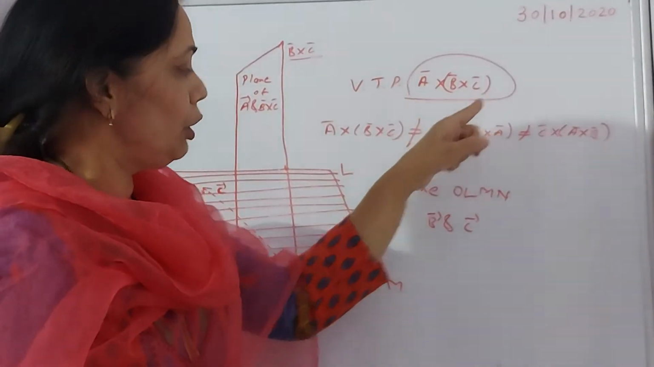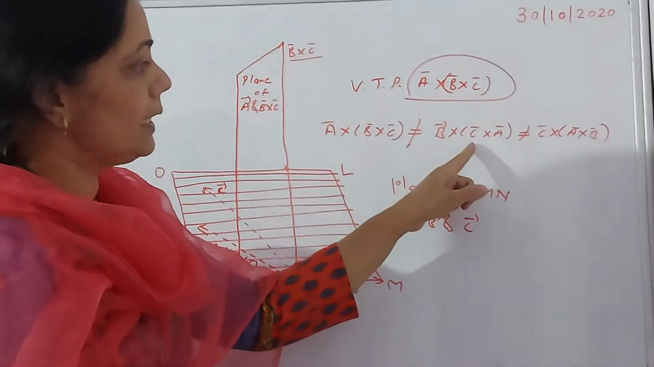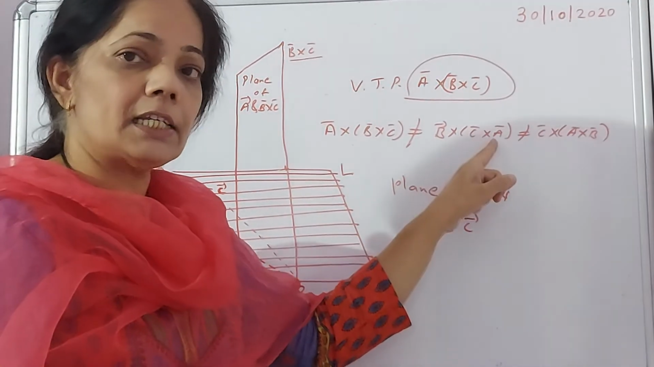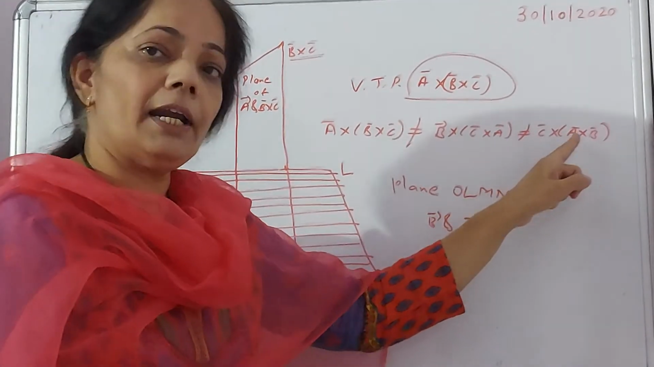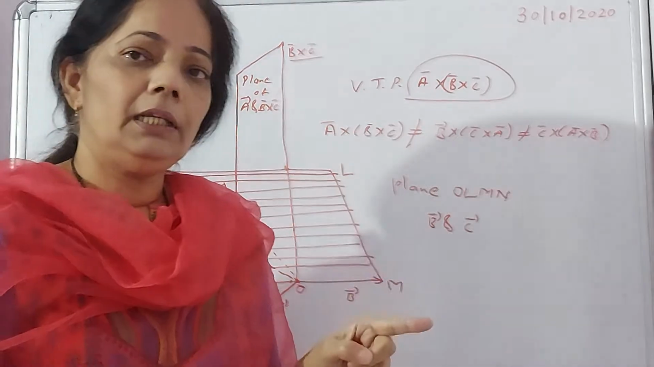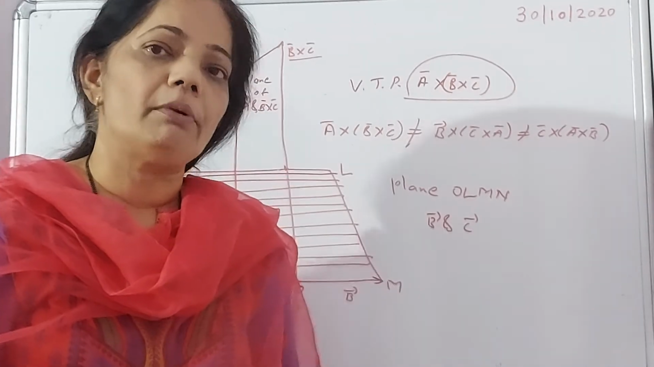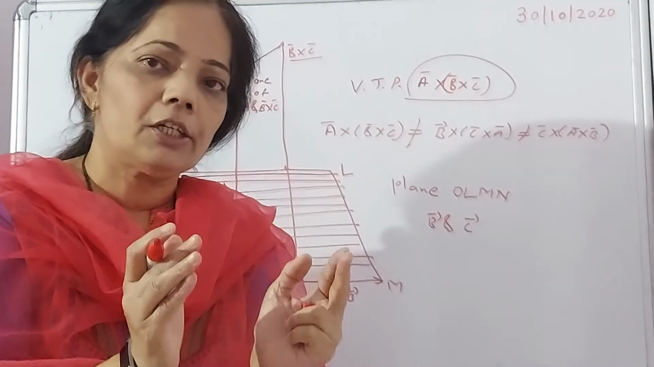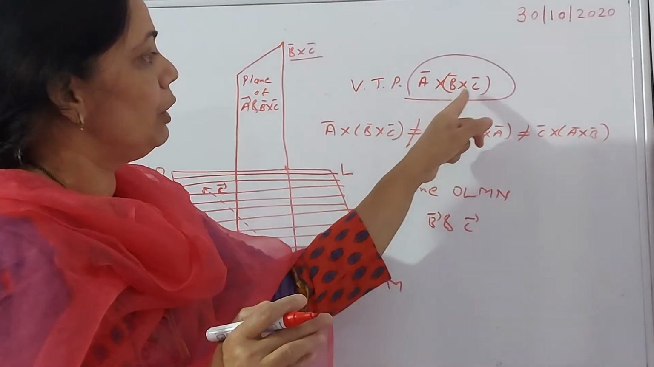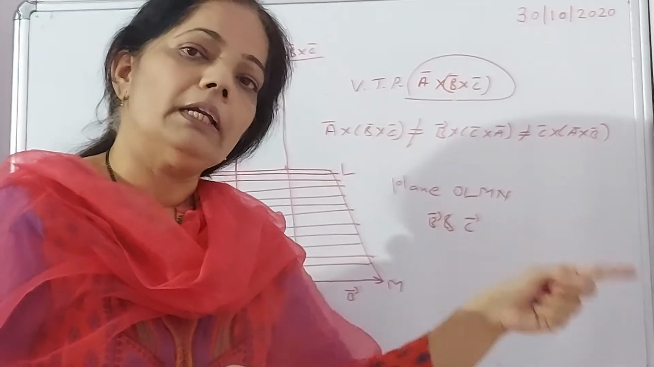In this case this was B cross C, so the vector was over here, A cross B cross C. In this case it will be in the plane of A and C. In this case it will be the plane of A and B. So it's not the same. Correct? So in a VTP, the vector always lies in the plane formed by the vectors in the bracket or parenthesis. That's the reason they are never the same or equal.